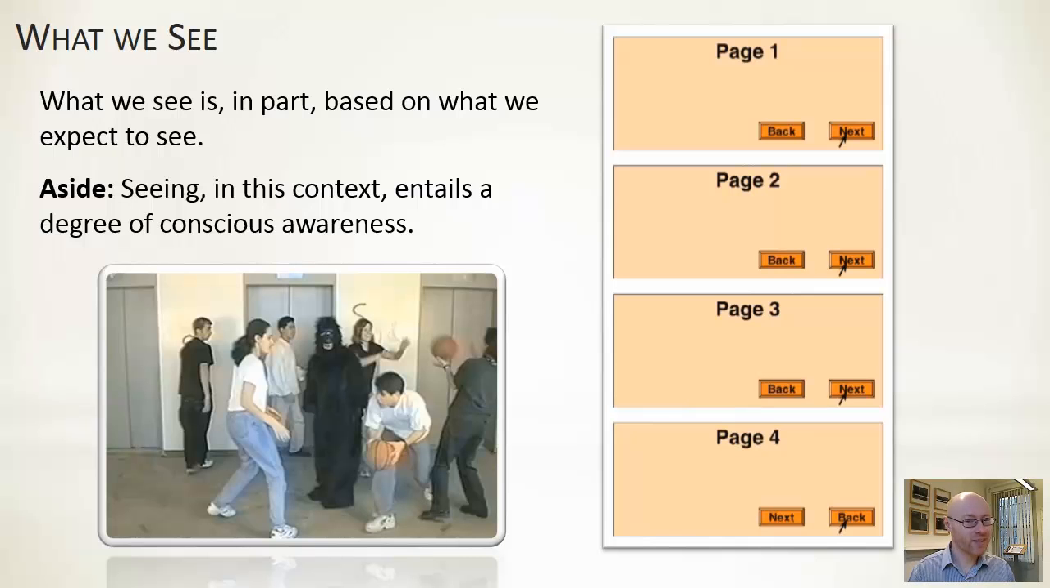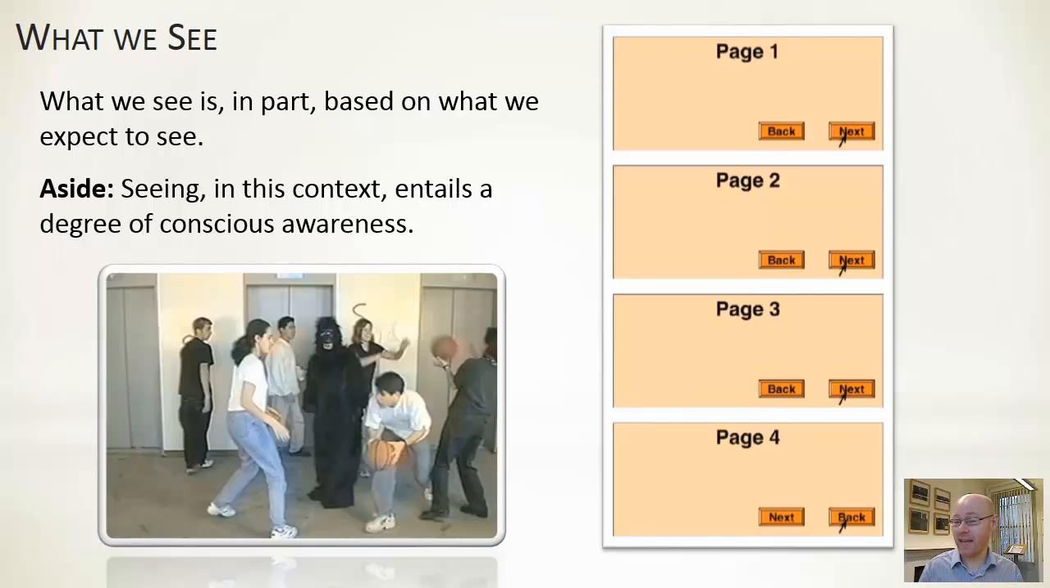For a significant number of people who actually took this challenge, when they were asked at the end, okay, how many passes were made? They could give you an accurate value. And if you were then to ask them, did you see the gorilla? They would go, what gorilla? Something they had no conscious awareness of. So in a large part, what it is that we see, and by see I mean have conscious awareness of, is based on what it is we expect to see.